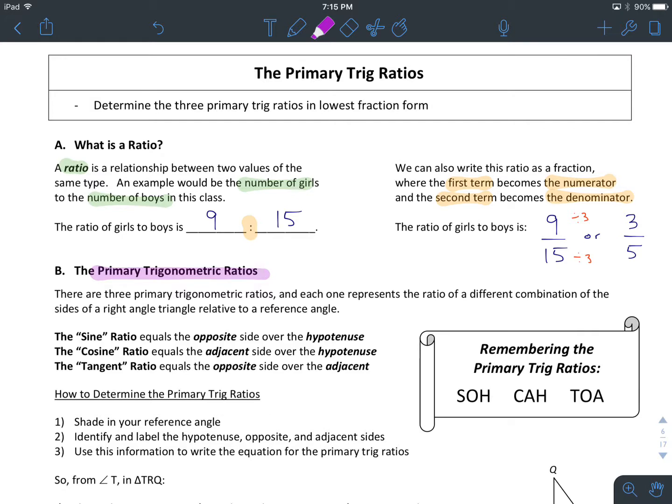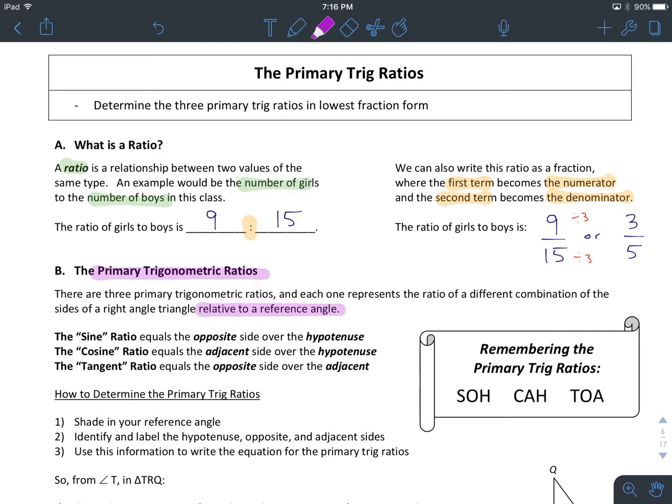We are looking to identify particular relationships between the sides of right angle triangles from a reference angle. And that's an important thing to note as well: we know that the reference angle dictates which side is opposite and which side is adjacent. So it has a role to play in determining what the primary trig ratios are.